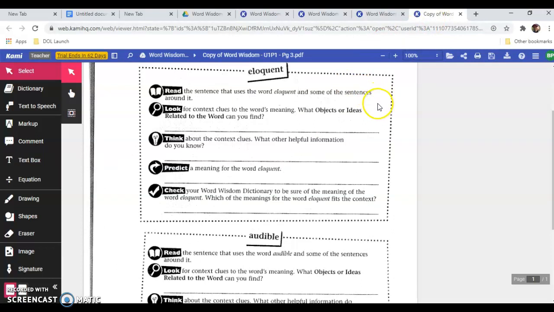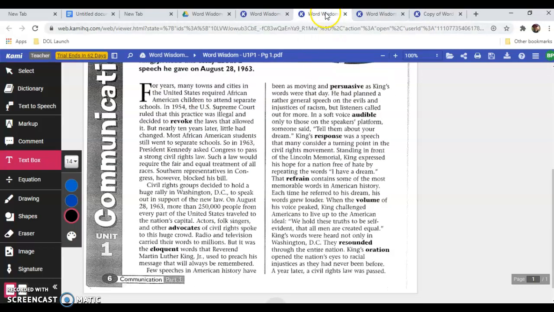The word you're going to see is eloquent. It says, read the sentence that uses the word eloquent and some of the sentences around it. We return to our reading, we find the word eloquent, and we read the sentences around it. Actors, folk singers, and other advocates of civil rights spoke to this huge crowd. Radio and television carried their words to millions, but it was the eloquent words that Reverend Martin Luther King Jr. used to preach his message that will always be remembered.